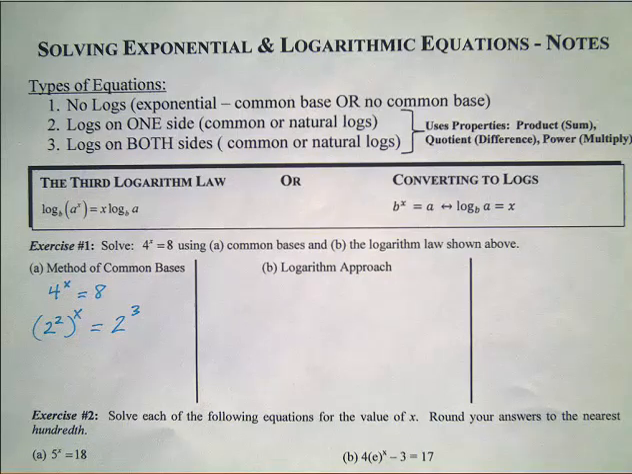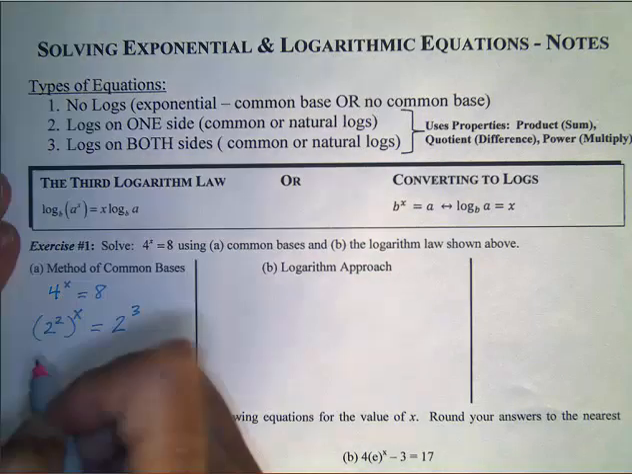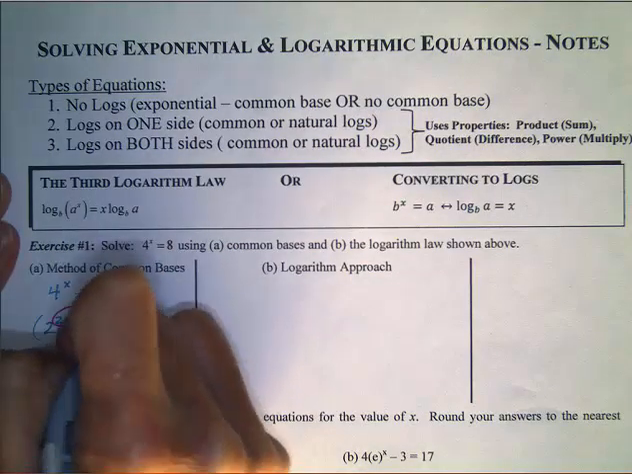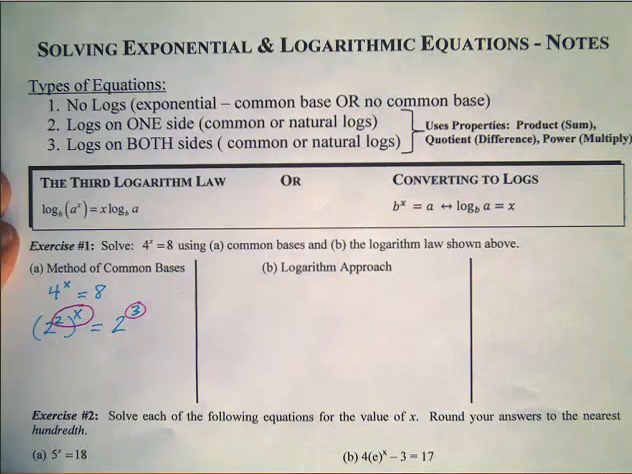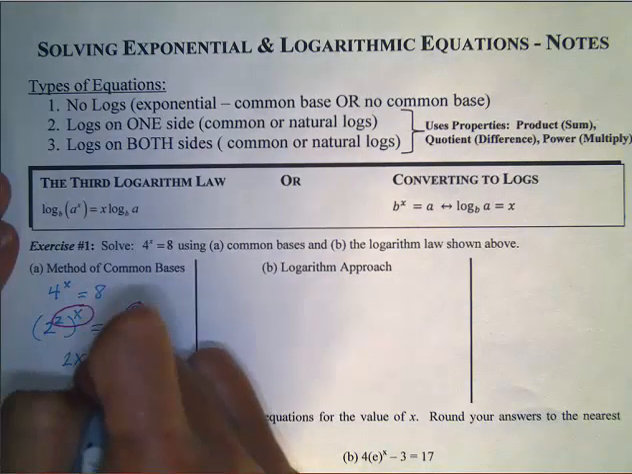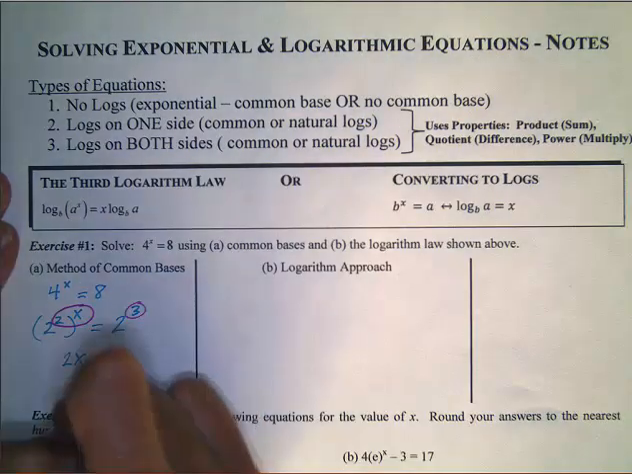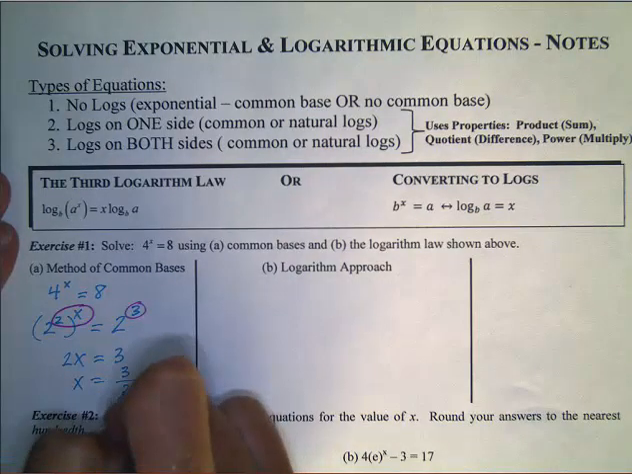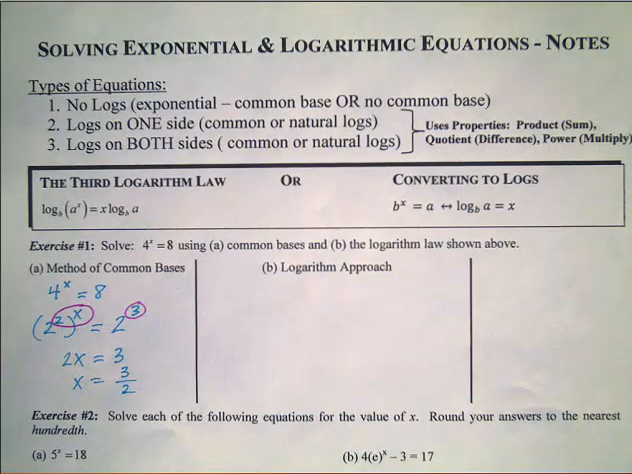So now once we have the same base for common bases, the bases no longer matter. So we only care about these exponents. Those exponents are now equal. So 2x equals 3, divide by 2, so x equals 3 over 2. And I can do a quick check in my calculator and know that I'm correct.